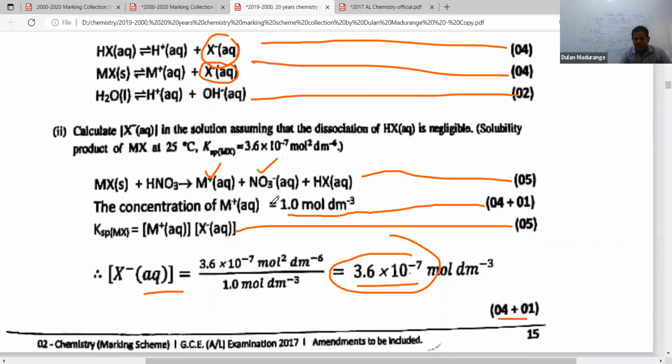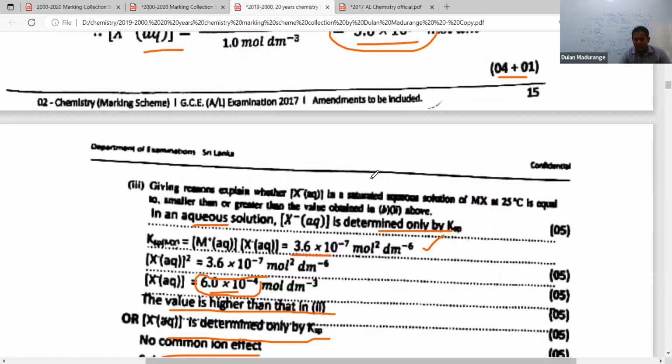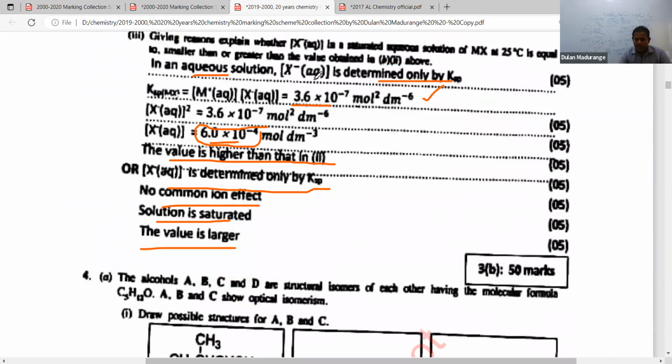Right. So then here, due to that condition, when we have taken the Ksp value using X minus, actually it doesn't happen like that. This is 3.6 into 10 to the minus 7. They say here, assuming that the dissociation of HX is negligible. When you assume that is negligible it's okay, but when it is dissociating it will reduce. Right. So then in the aqueous solution X minus is determined only by Ksp. So the Ksp value they have mentioned, and calculating that, this value is higher than that of 2.